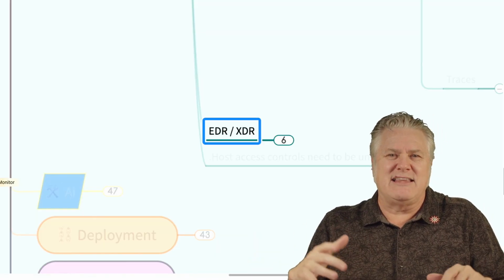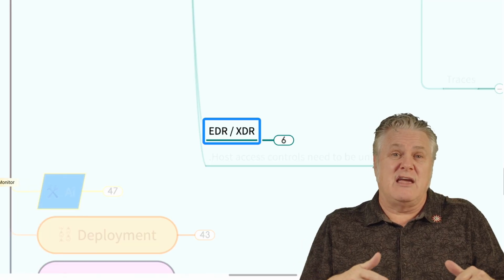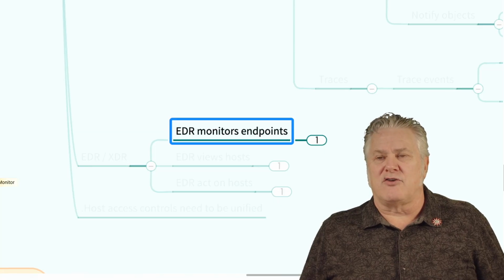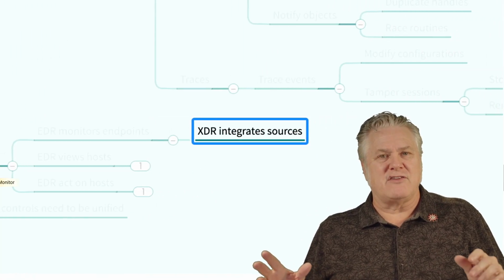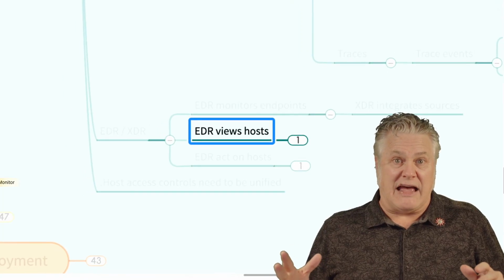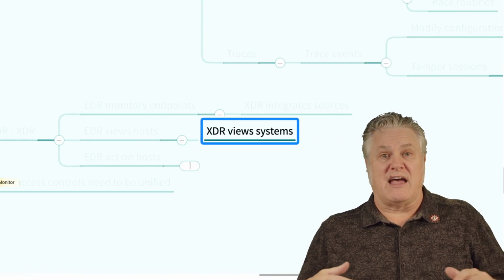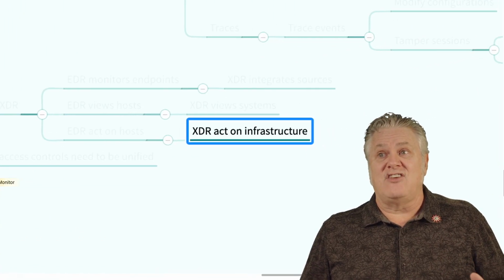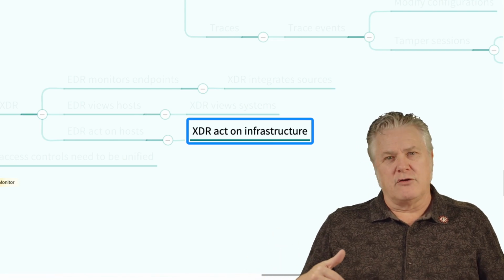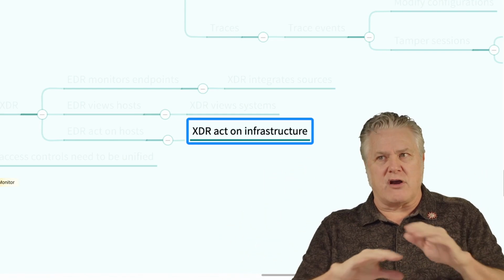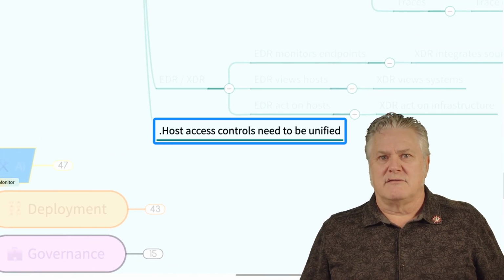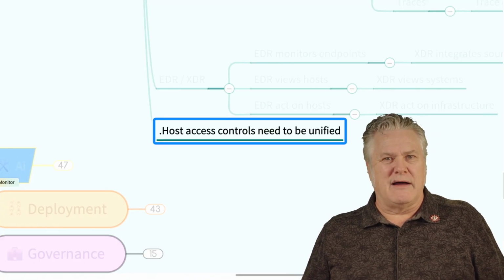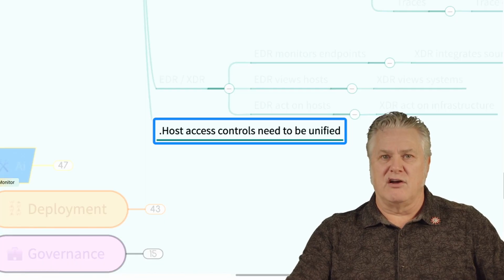And just to let you know, I think this is a lot of hype, but I also think a lot of the EDR vendors have caught up with this. So in theory, the difference is that EDR monitors endpoints and XDR integrates sources. EDR views things as hosts and XDR views things as systems. That's collections of hosts. EDR acts on a host and XDR acts on the infrastructure. But if you're connecting all these things together and you've got a unified structure, you should be okay. So that brings us to host access controls need to be unified. And that's really what EDR does for us.